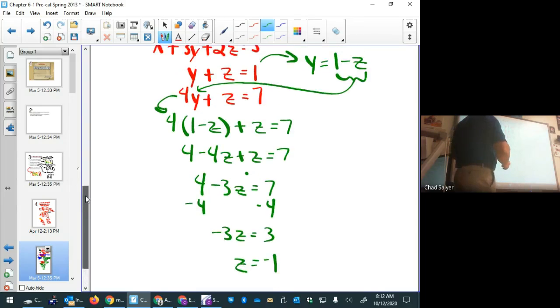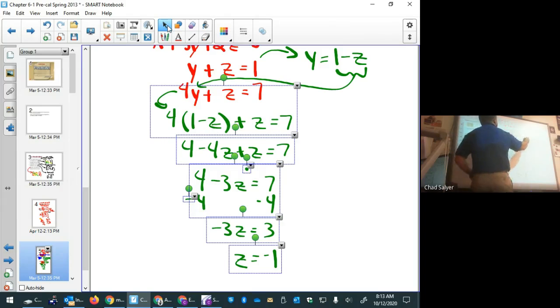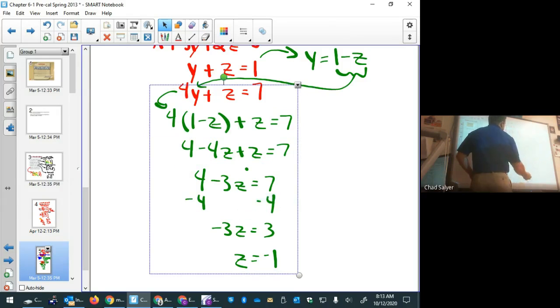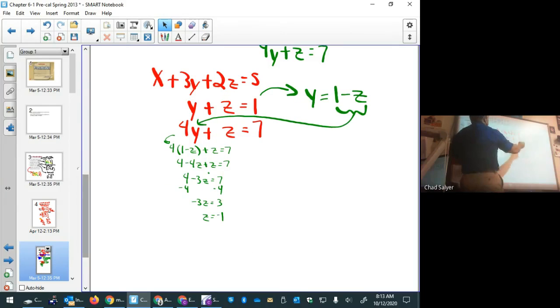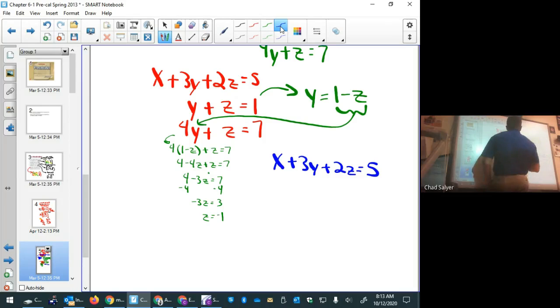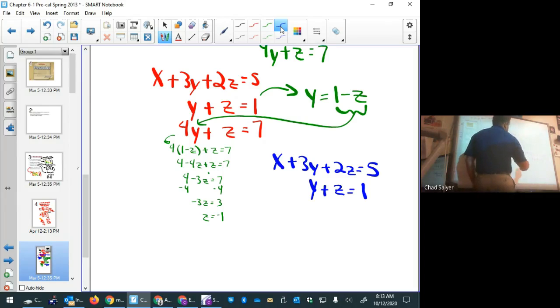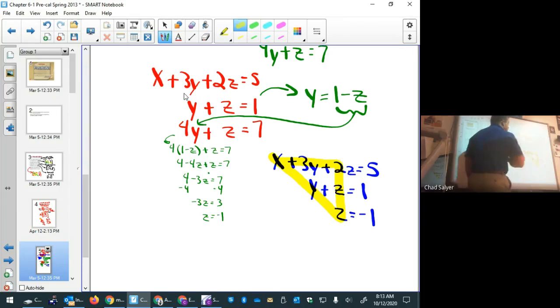Now we're ready to write our system in a fully triangular format. Let's do that over here in blue. So I've got the same first equation. Second equation is y plus z equals 1. And the last equation is z equals negative 1. Now, do you see how the coefficient part of this forms a little right triangle? So that is triangle form.